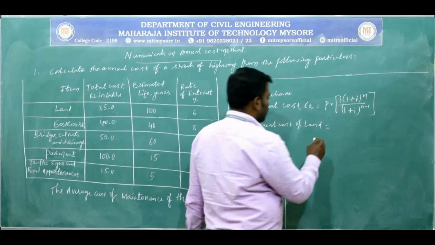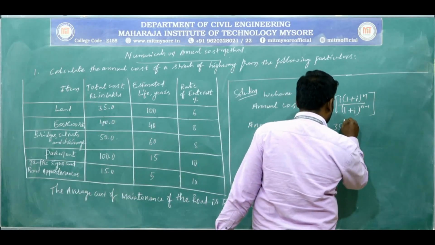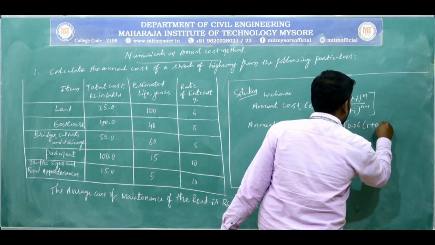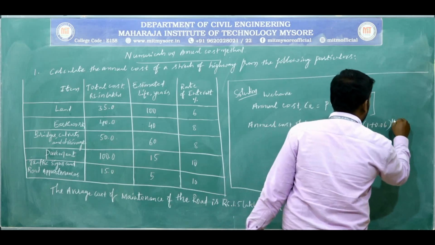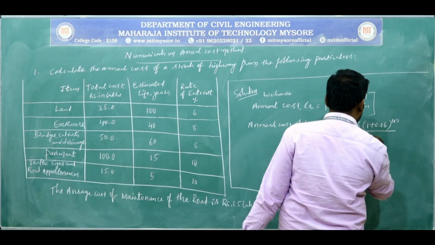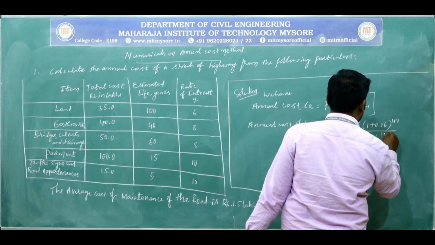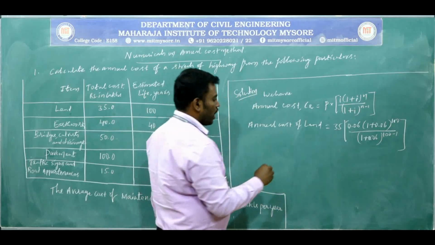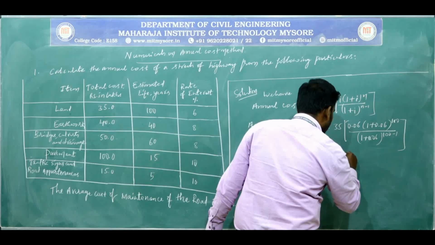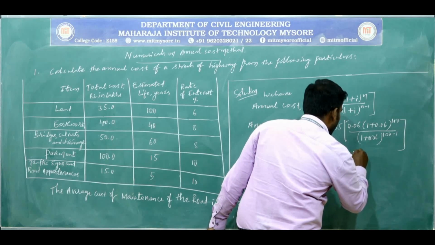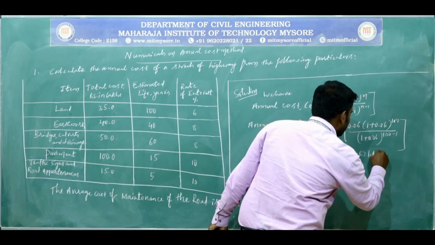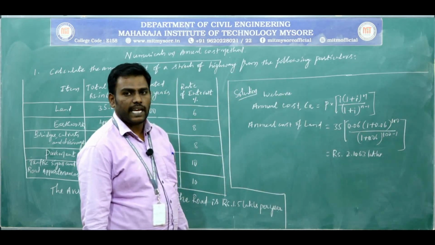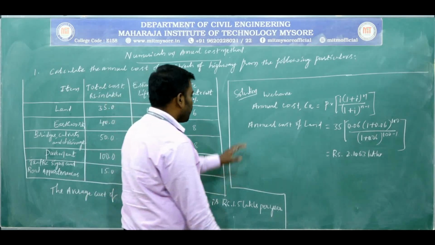Substitute it: P is 35, I is 0.06, multiplied by (1 plus 0.06) power 100 divided by (1 plus 0.06) power 100 minus 1. This will give about rupees 2.1063 lakhs.